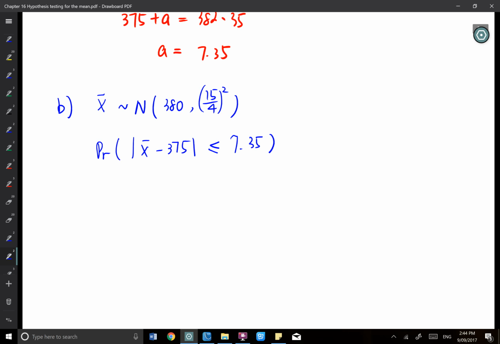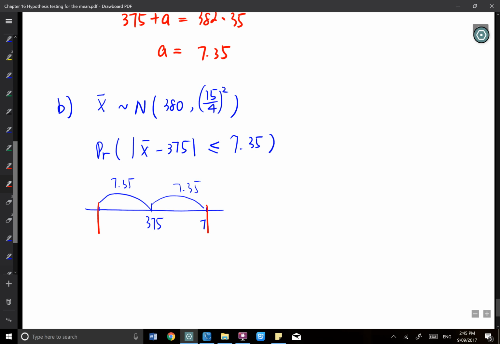So let's have a think. Something minus, okay, 375 is here. You plus 7.35, or you can subtract that. All of those values have a distance from 375 less than 7.35, right? All of those values I label as red have a distance which is less than 7.35. Like I have a smaller distance. So that's what I'm looking for.